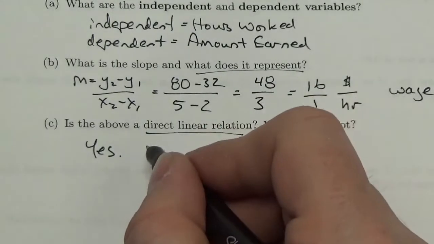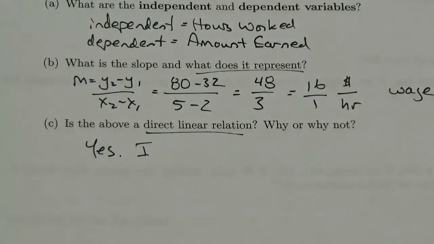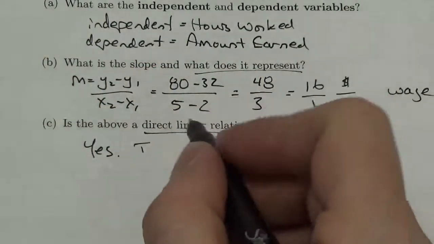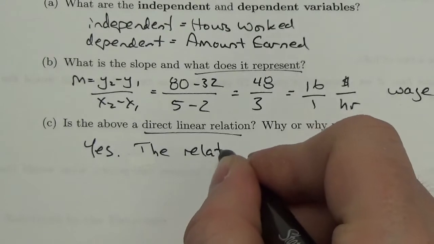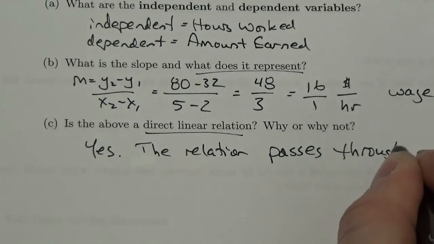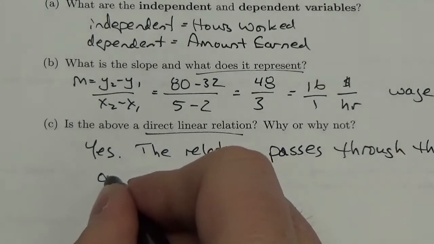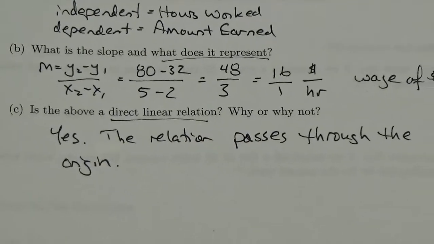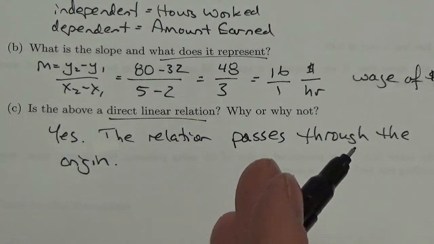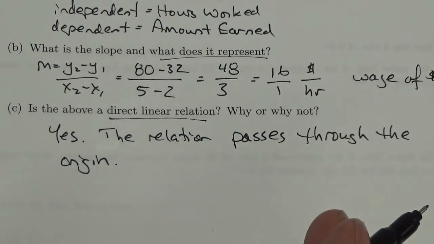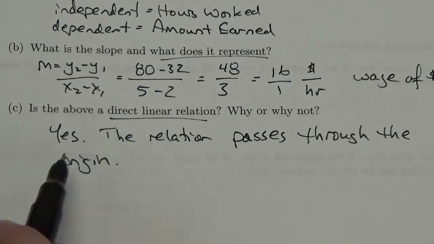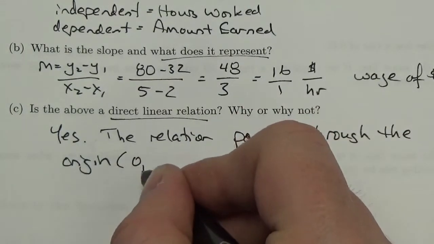The reason is because the graph, or the relation, passes through the origin. That's all I need. For it to be a direct linear relation, I need it to be a straight line, so I need the slope to be constant, and that's fine. In this case we ran on the assumption that that was true, but it has to pass through the origin, the point (0, 0), if you will.